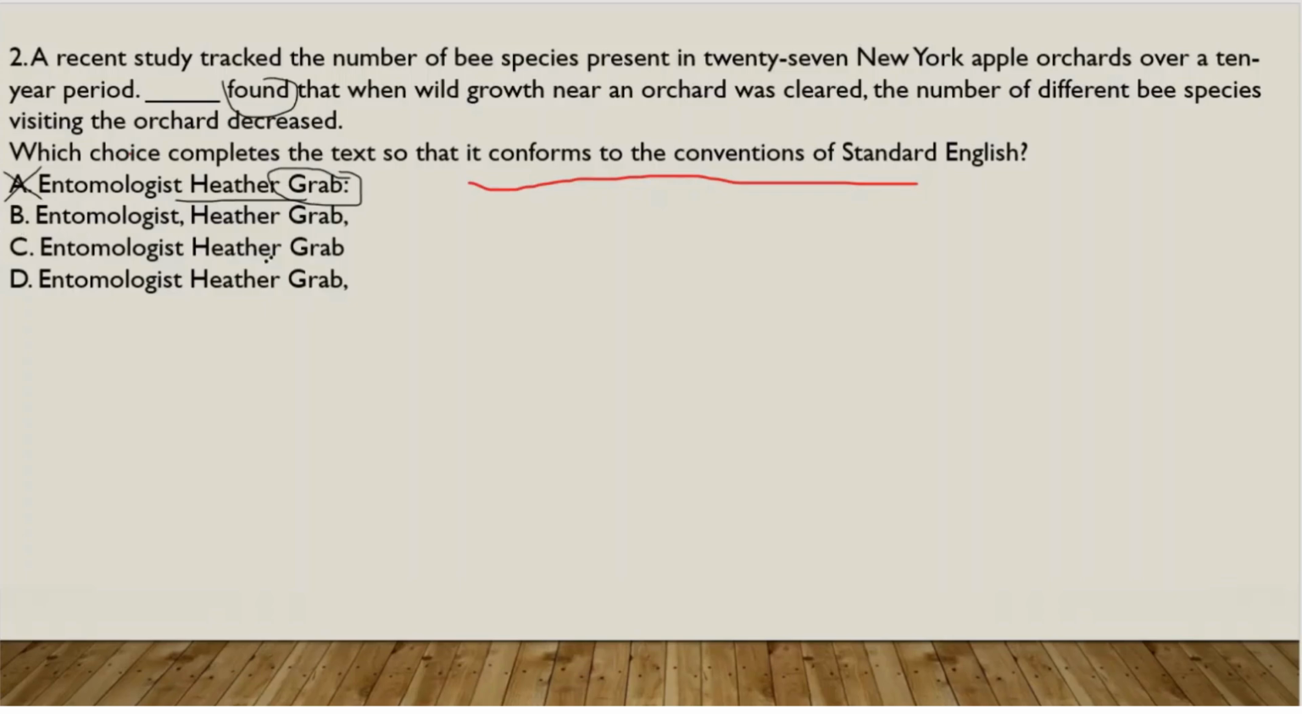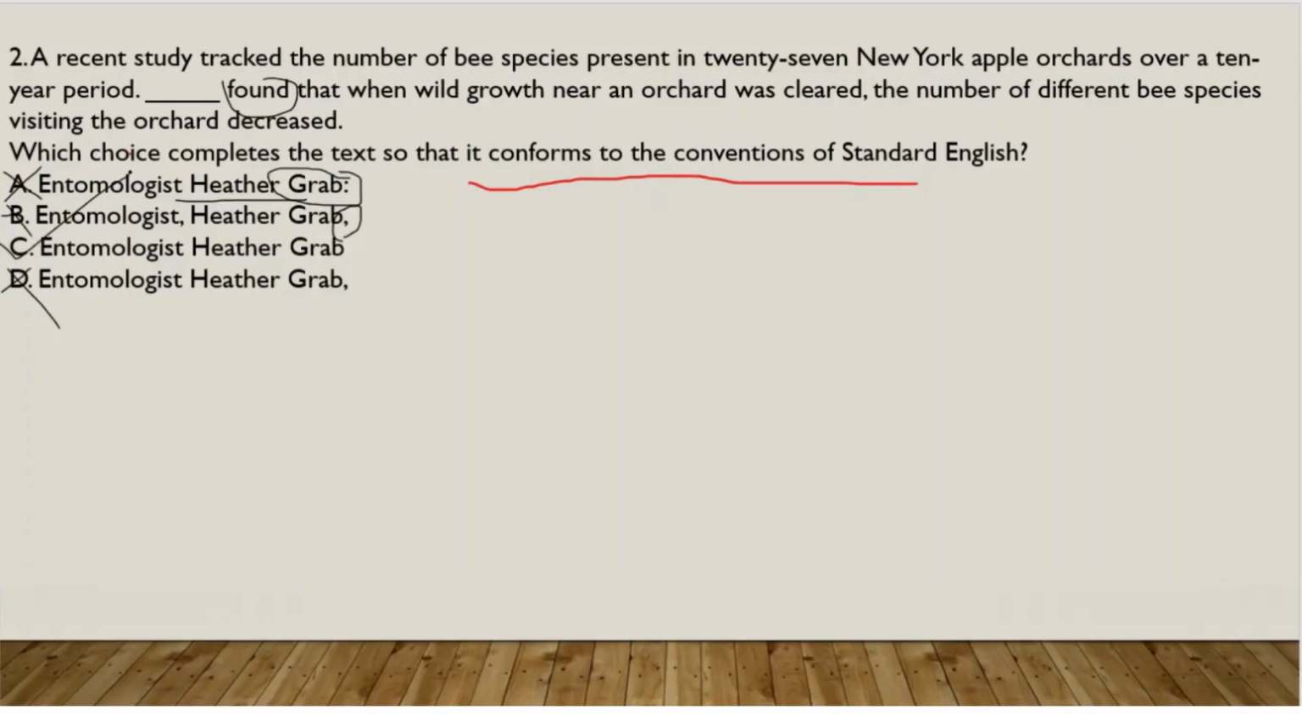Now, entomologist, as we said, you cannot use any punctuation, right? So can you use a punctuation here? What do you think? Can you use a punctuation here? I already said no, you cannot. So option B is also cut. Same goes for option D. You cannot use a punctuation between these two, between subject and verb. So same thing. Now what we are left with is option C. That's it. As simple as that.